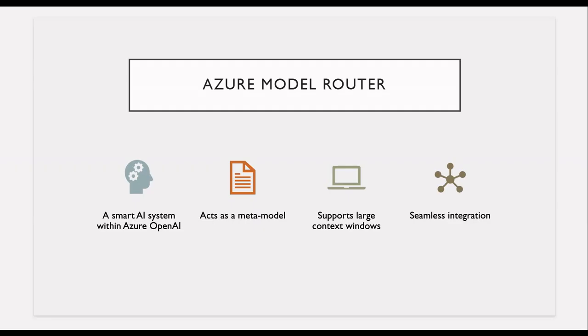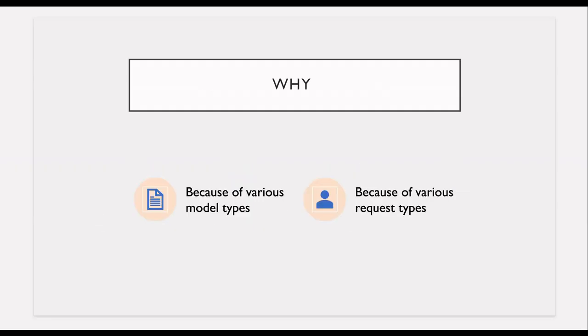Next, you can see that this supports a larger context window. It can handle up to 200k tokens depending on the routed model, or what all models are part of this router. The last one is seamless integration. It works with the same API endpoints as other Azure OpenAI models, which makes it very easy to adopt and integrate.